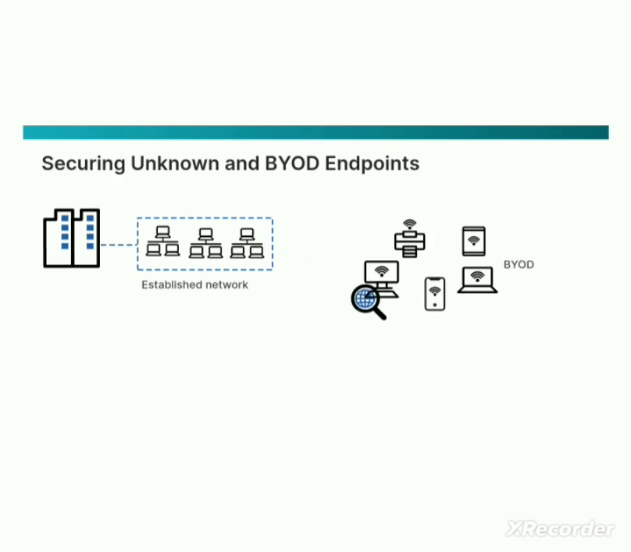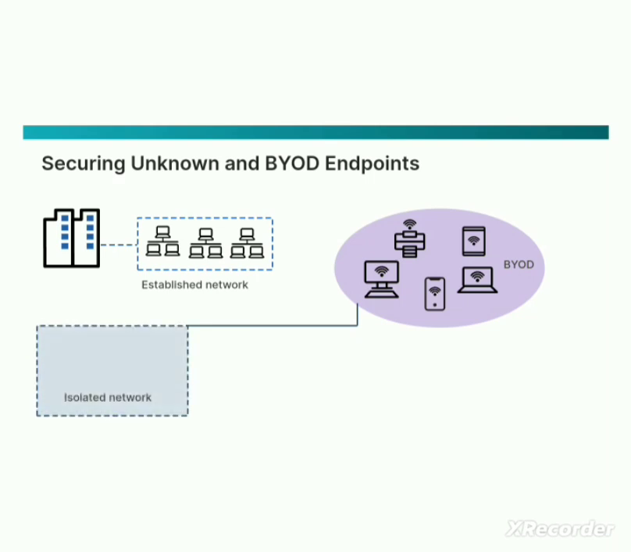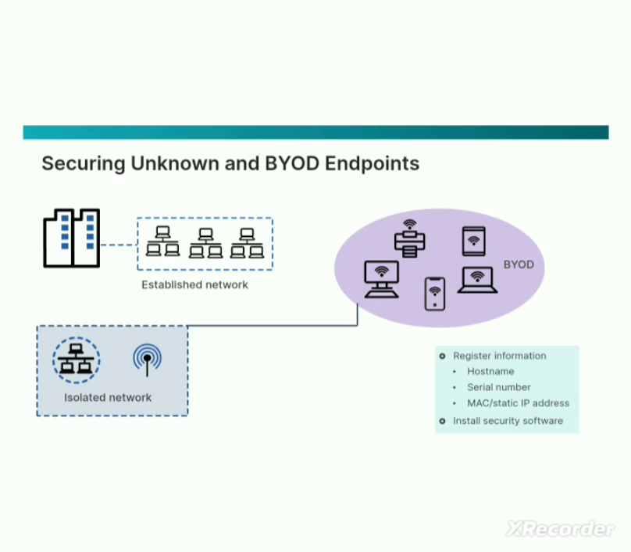Having monitoring software and detection in place to identify and isolate unknown devices is a critical step in properly onboarding and securing these devices. If possible, force all new and unknown devices onto an isolated network until they can be secured and registered. You can use a physically separate network, VLAN, or a dedicated Wi-Fi access point to accomplish this. Once a device is registered, usually by hostname, serial number, MAC address, or static IP address, appropriate monitoring software can be installed, and the device moved to a production environment as a known endpoint.